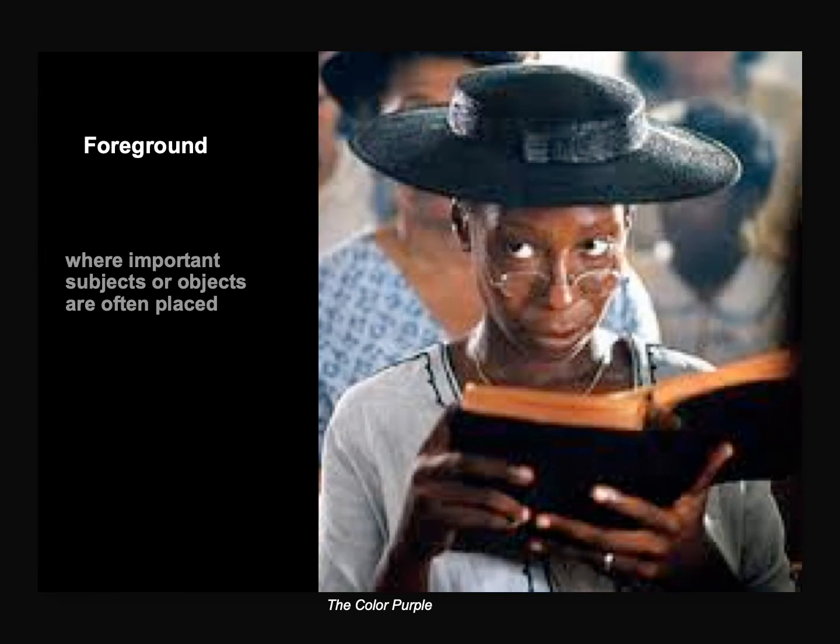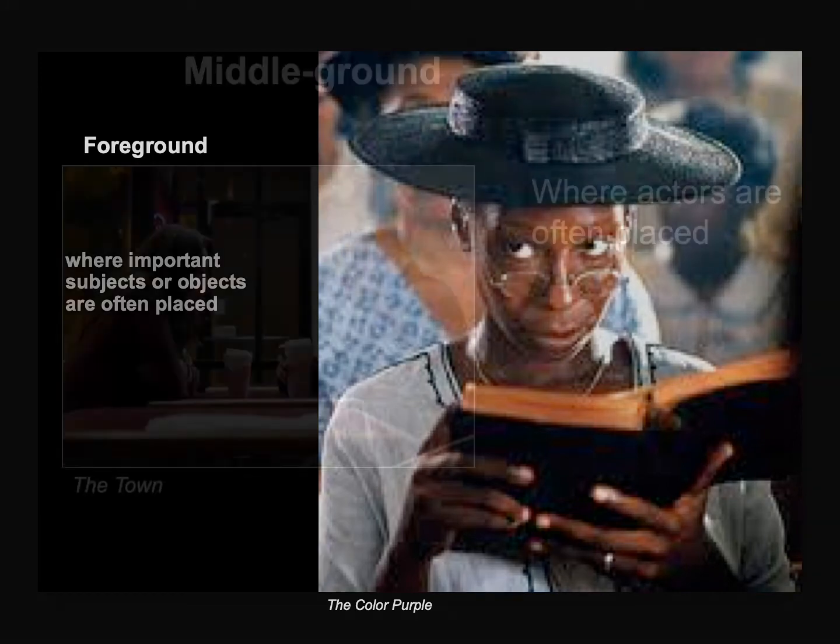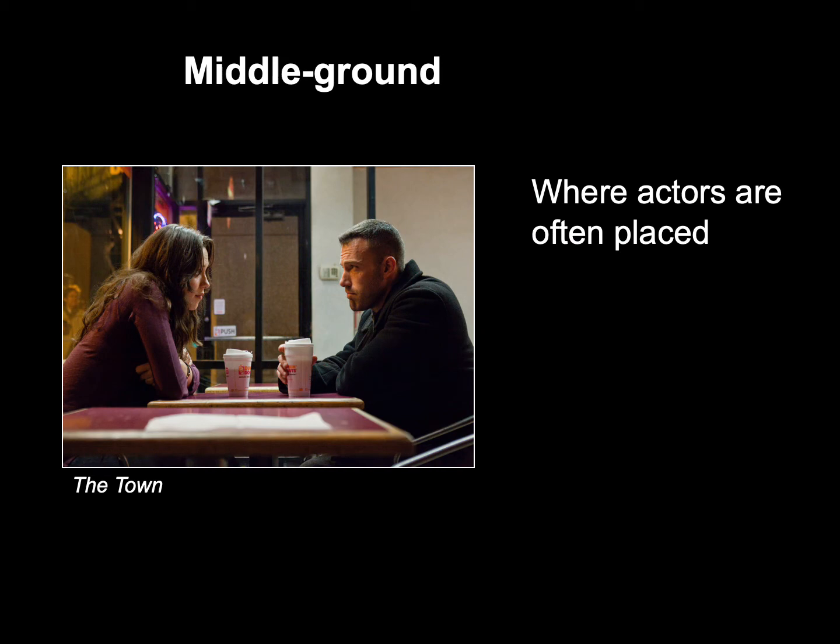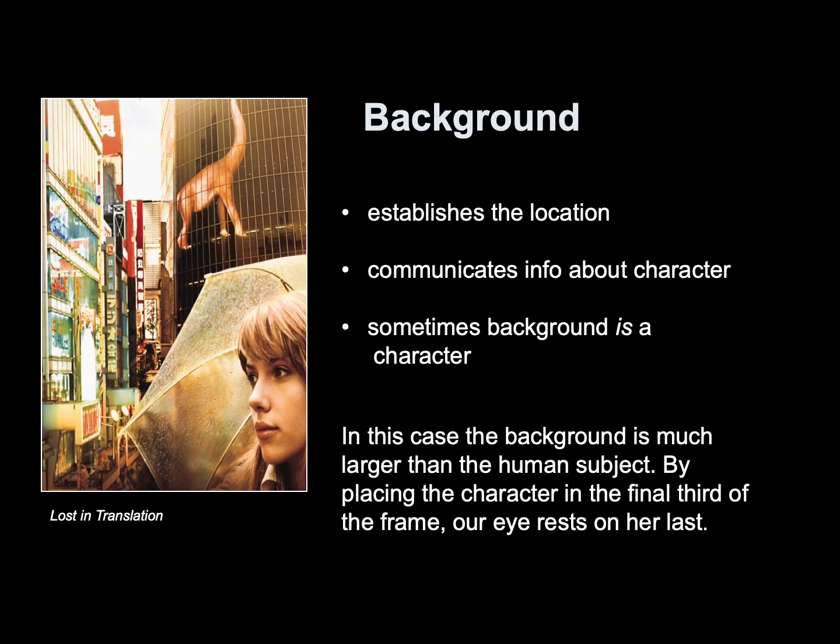The foreground, where important subjects or objects are often placed. The middle ground, where actors are often placed. The background. The background establishes the location. Background communicates information about a character. Sometimes the background is a character. In this case, the background is much larger than the human subject. By placing the character in the final third of the frame, our eyes rest on her last.